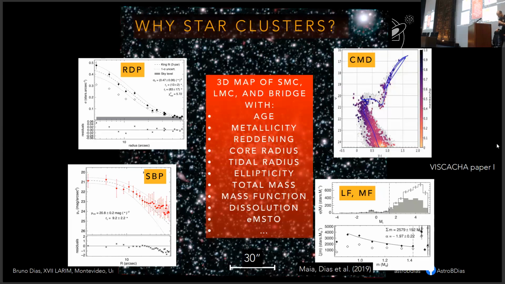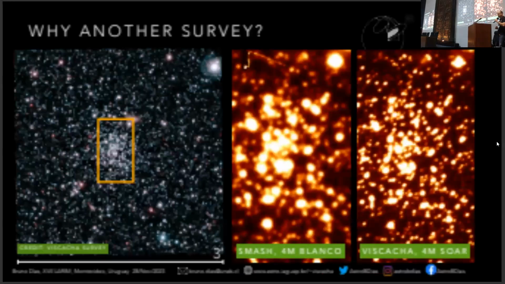With the VISCACHA survey, we can do both types of projects, looking inside and as a big sample. Of course, a big sample requires a lot of accumulated observations to get the statistical significance we need. But here, just to show some techniques for those who are not familiar: this is the density of stars as a function of radius, the same for the luminosity. This is the color magnitude diagram. And this is the luminosity function converted to mass function. These are the techniques that we use, and then we derive parameters from them.